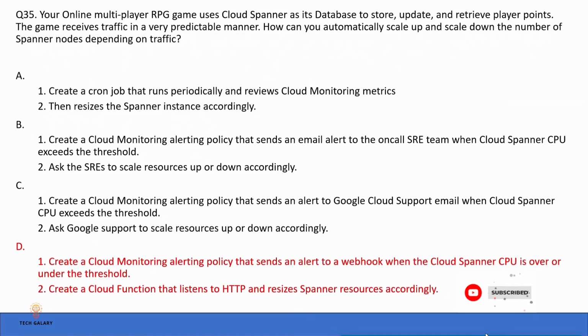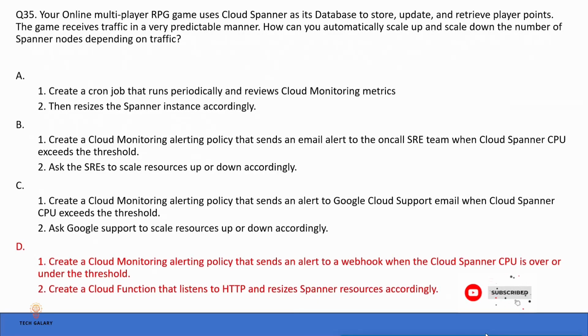This option also suggests creating a cloud monitoring alerting policy that sends an email alert to the on-call SRE team when Cloud Spanner CPU exceeds the threshold. This will require human intervention and it may result in delays in responding to the traffic changes. So option B is not correct. Now let's take a look at option C.